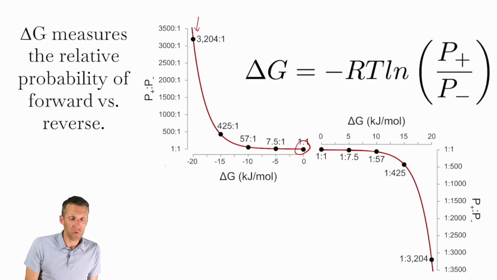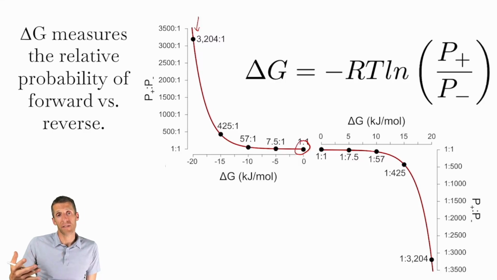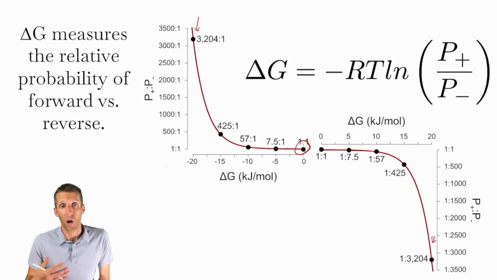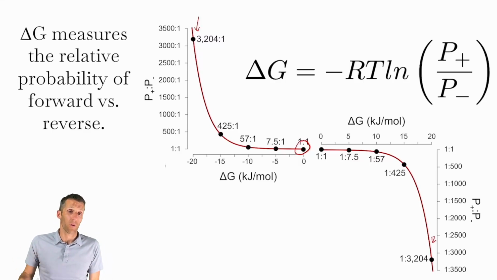If our delta G is minus 20, it's 3,000 to 1 odds that we favor going forward versus reverse. And if our delta G is plus 20, that's saying that the odds are 1 to 3,000 of seeing a forward versus reverse. So it's really just a measure of this reaction probability, forward versus reverse.